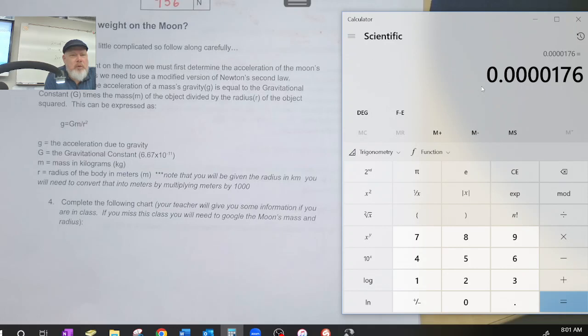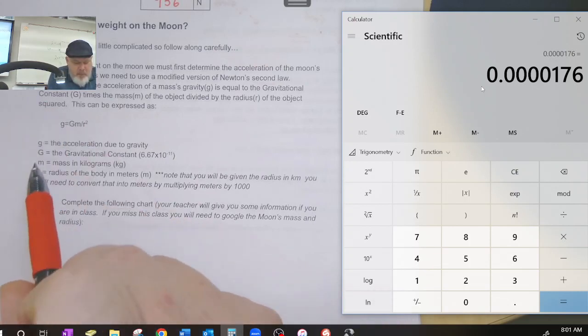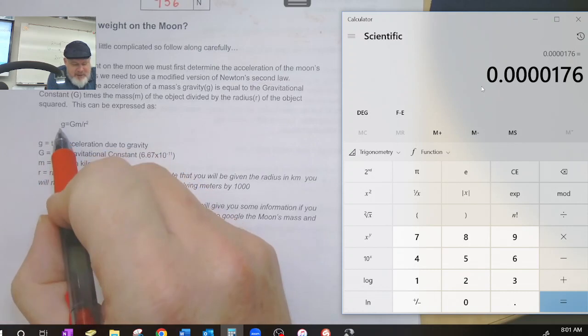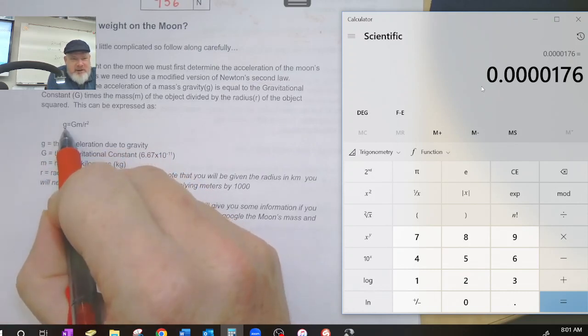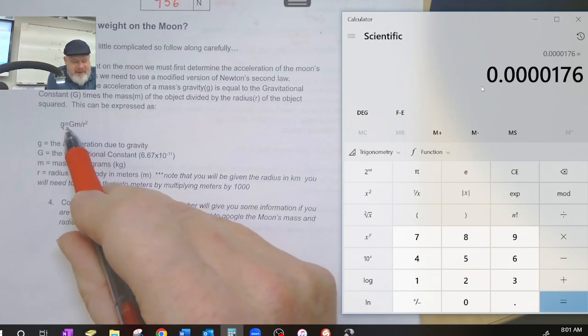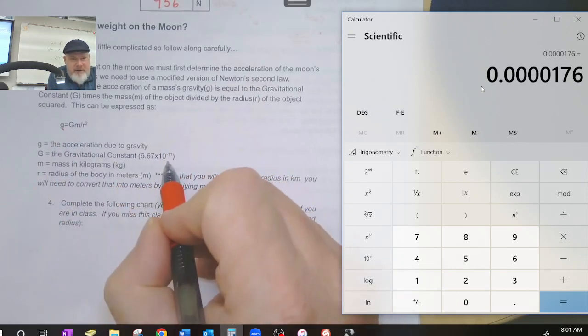And we're going to use a modified version of Newton's second law. Instead of force equals mass times gravity, we need to find out the acceleration of gravity, which is little g here, the acceleration due to gravity on the moon, equals the gravitational constant, which is a number I'm just going to go ahead and give you.